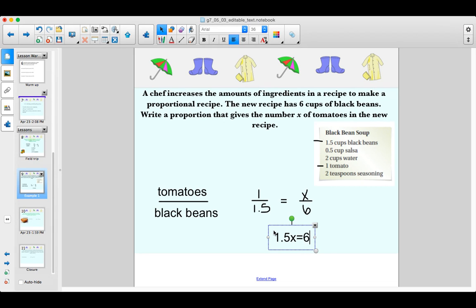6 times 1.5 is 9. Now I can just use division to solve. I'm going to divide both sides by 1.5, and that's going to leave me with x equals 4 tomatoes.